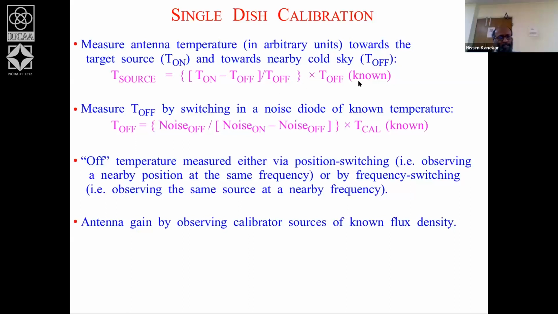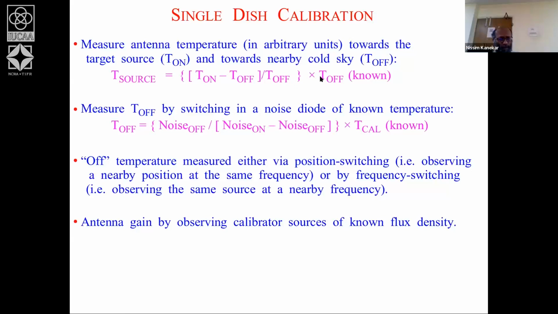So the question is, how do I measure T off in Kelvin? And the way you measure T off in Kelvin is simple. You just put in a noise diode of a known temperature. And this is where you actually get a number, so to speak, coming in. And you get T off by essentially a very similar equation. T off is just noise off divided by noise on minus noise off, multiplied by T cal, where you know the calibration temperature. You know the temperature of this noise diode. So now having done this, you get T off.